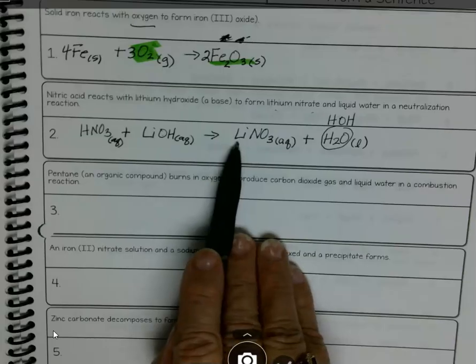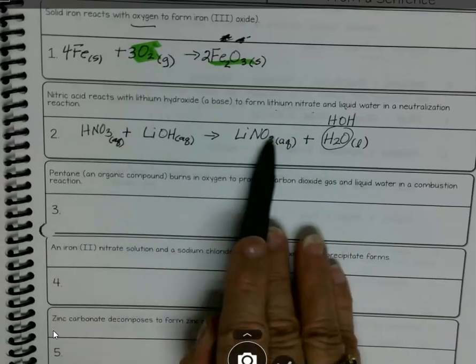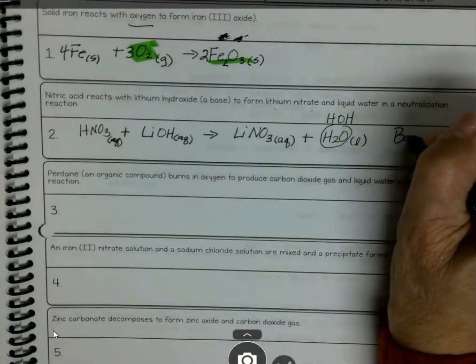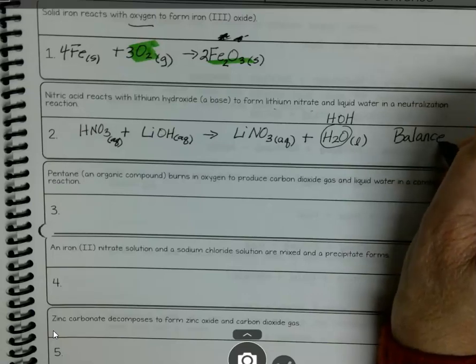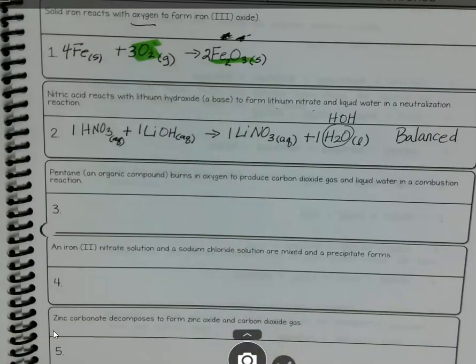You've got an Li and an Li. You've got an H and an H. And you've got an NO3 and an NO3. So this one is balanced all the time already. So remember, you must say balanced, or the other option is to go through and put 1. So you must do one or the other. So again, reminder on that.